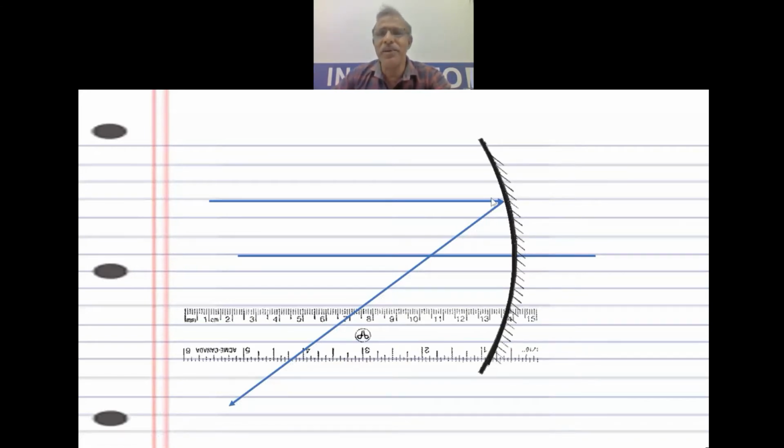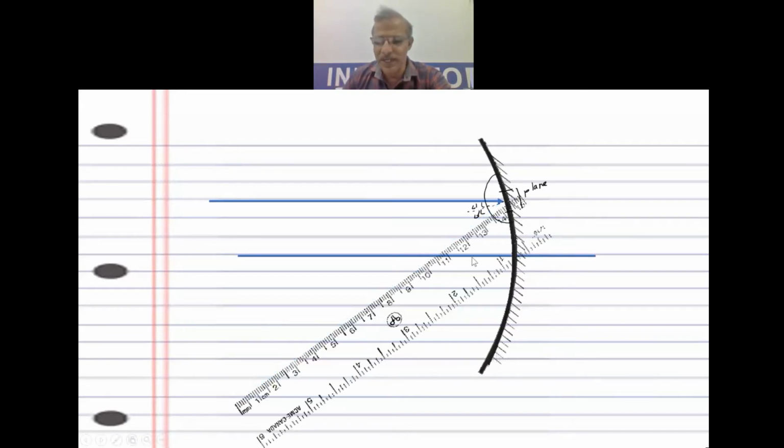What you have to do is fix one point before you do all these things. And what is that point? That is the point here. It can be somewhere here, anywhere. You have to fix that point and remember that all those light rays which reflect back pass through this point.